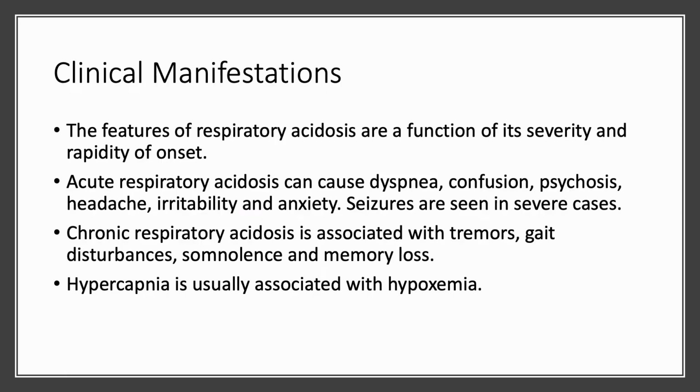The clinical manifestations of respiratory acidosis depend on the severity and the rapidity of the onset. Acute respiratory acidosis can cause dyspnea, confusion, psychosis, headache, irritability, and anxiety. Seizures can be seen in severe cases. Now, chronic respiratory acidosis, on the other hand, can cause tremors, gait disturbances, memory loss, and somnolence. Hypercapnia is usually associated with hypoxemia, so the PaO2 is low.